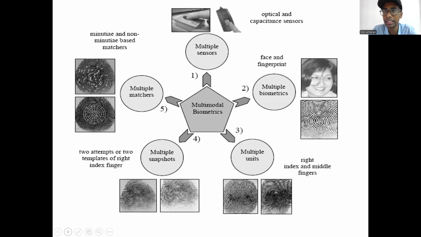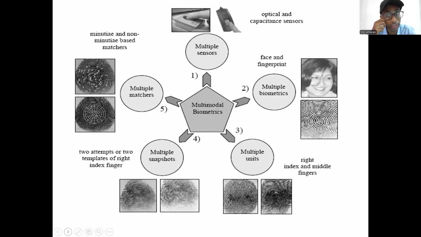The optical sensor is the sensor that we use in an organization. I mean, the fingerprint we use in a biometric application that is posted on the wall, put on the wall in any of the departments or near our staff rooms. If it is a capacitance sensor, it means the sensors that we use in our mobile phones. Okay, that is known as multiple sensors.